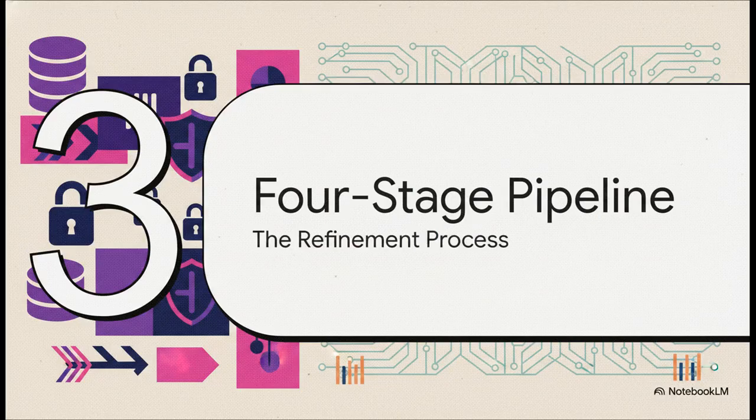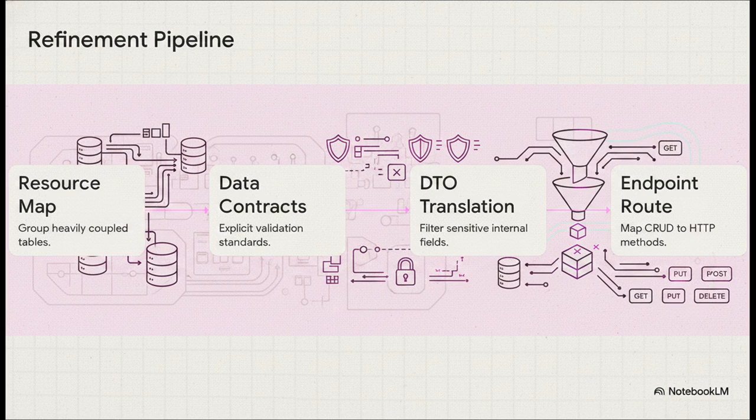All right, Section 3, the four-stage refinement pipeline. So how do we safely and reliably bridge this gap? Well, we use a four-stage refinement pipeline. We start with resource mapping, move into establishing strict data contracts, execute DTO translation, and finally, endpoint routing. Let's break down exactly what happens at each of these stages.